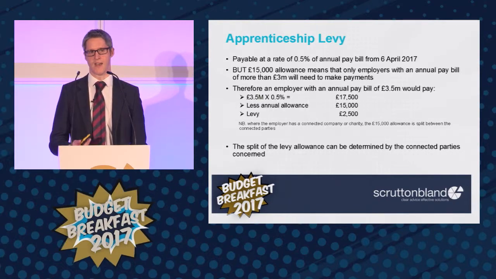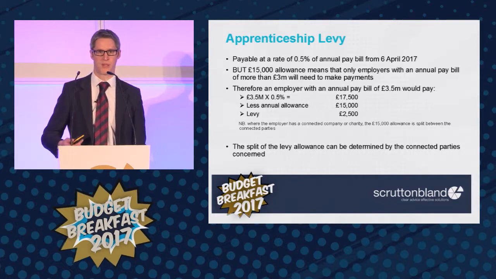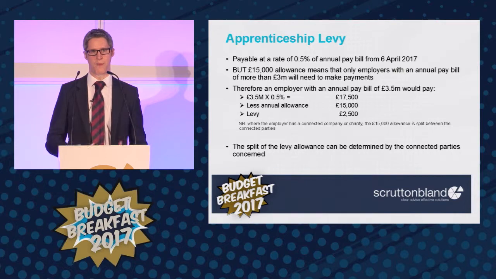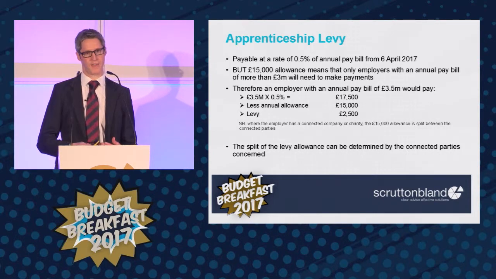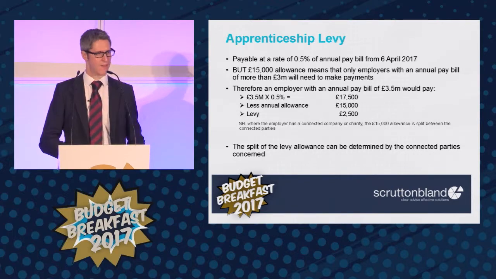Having said that, if you've got various companies within the same corporate group, then that £15,000 allowance is split between the whole group, and it's up to group company members to decide who has more of that allowance or not. So you could see a situation of some group companies paying this levy even if they have an annual pay bill of less than £3 million.